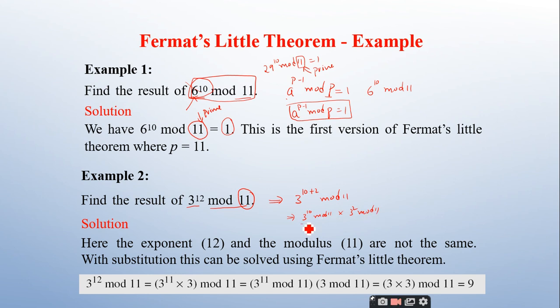What is 3 power 10 mod 11? According to Fermat's little theorem 1, a power p minus 1 mod p is equal to 1. Into 3 square is 9 mod 11. So this becomes 9. So 1 into 9 is equal to 9. So this is how this Fermat's little theorem is very much helpful in simplifying or finding the solutions for the exponentiations in an easier manner. Is it clear?